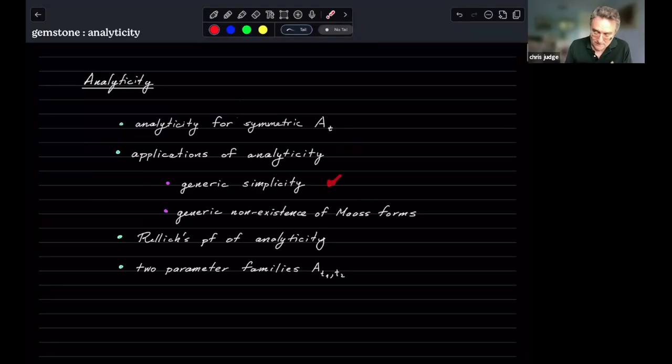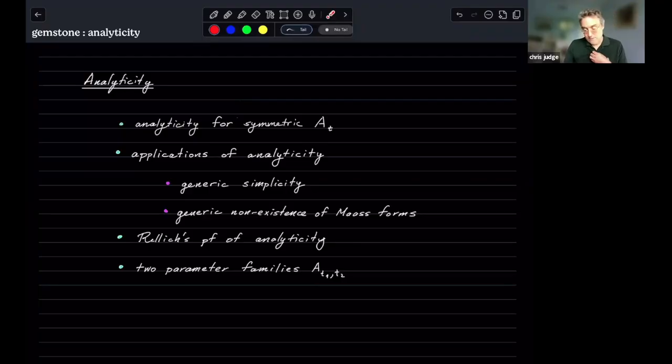There are two applications I have in mind that are close to my heart. One is generic simplicity for eigenvalues, and the other concerns the existence of what are called Maass cusp forms, which are objects in the theory of automorphic forms or modular forms. And then I want to talk about the proof.